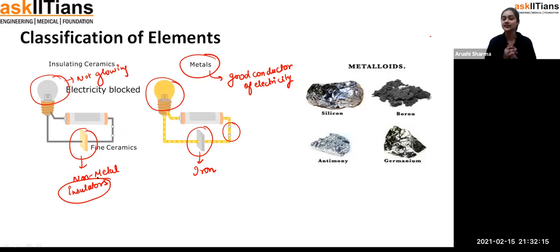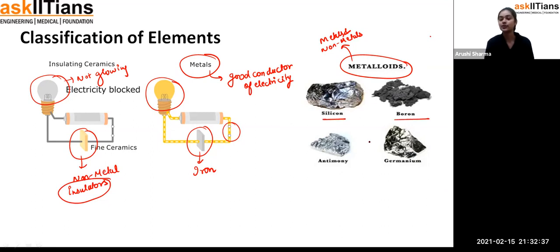Fine. So these two are metals and non-metals. But now, talking about the third category of elements, that is the metalloids. Metalloids, students, are those which have some properties of metals and some properties of non-metals. That means they have a mixture of the properties of metals as well as non-metals. You can see here silicon, boron, antimony and germanium.